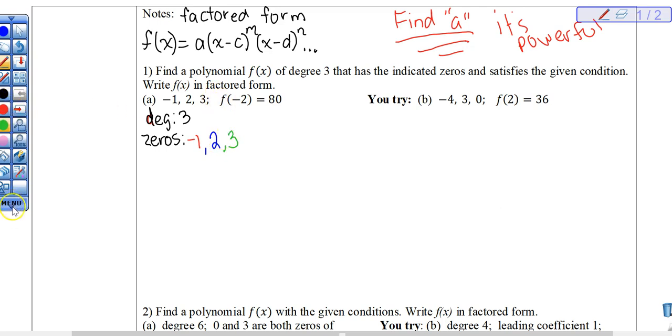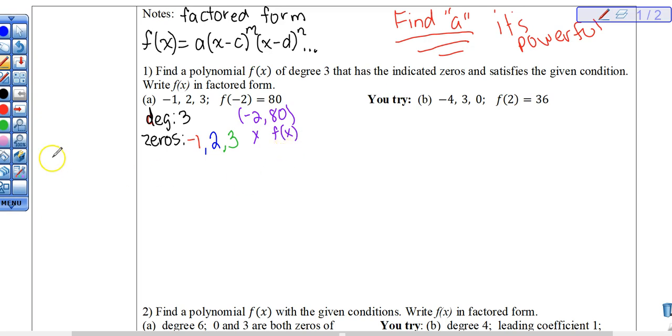Okay, let's grab up one other piece of information, and I'll do that in purple. I have this information. What does this information give me? An x and a y. But do I know what A is? I don't. So I have to use all I can to try to figure out what A is. So I'm going to call -2 my x and 80 my f of x.